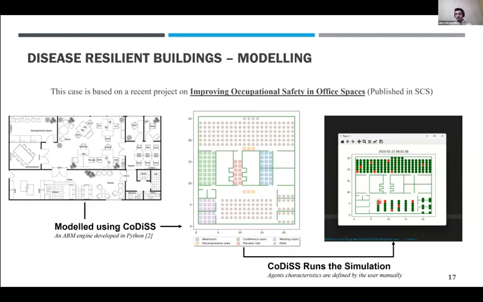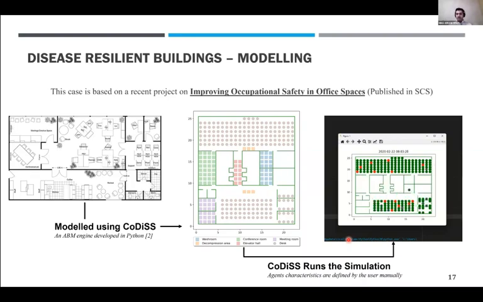You're seeing some of them going to the meeting rooms once in a while, using the meeting rooms for having a chat, the washrooms and stuff like this. So it simulates the behavior of people in the built asset. And it also monitors how much air they're inhaling and exhaling.